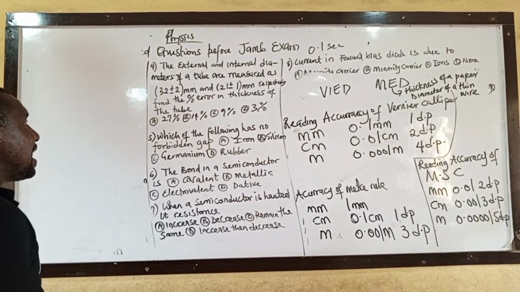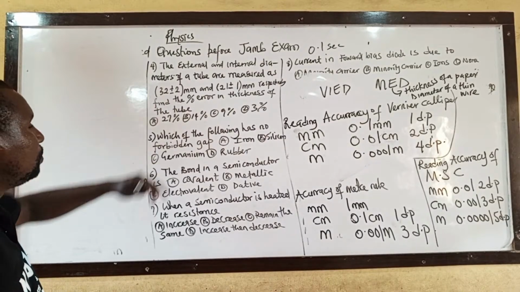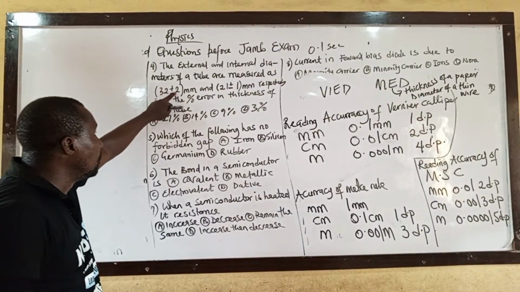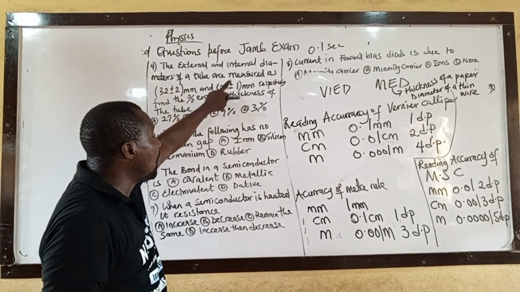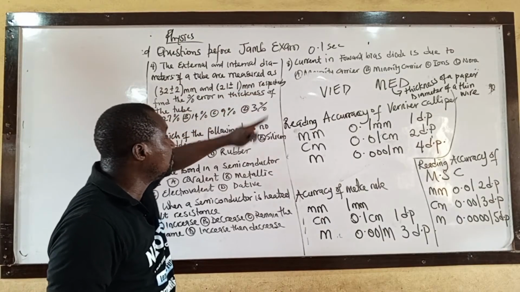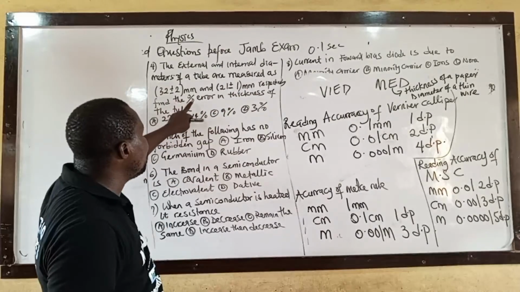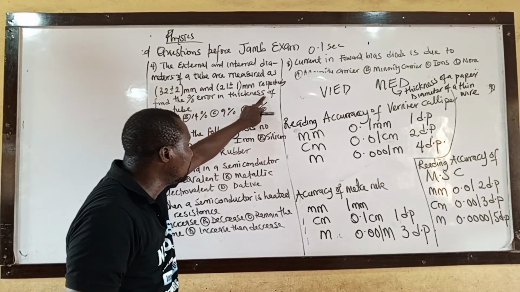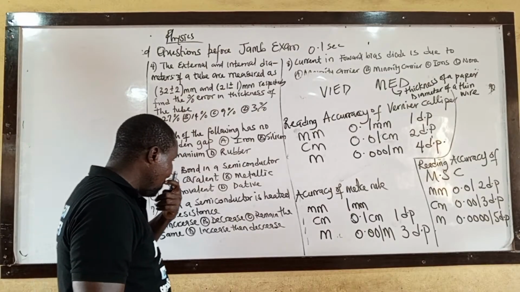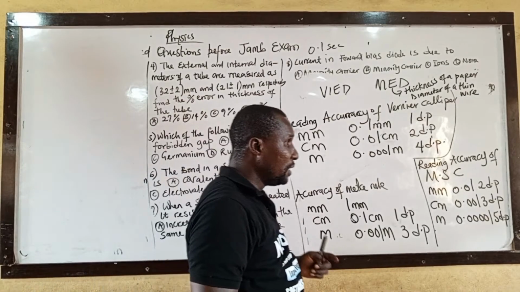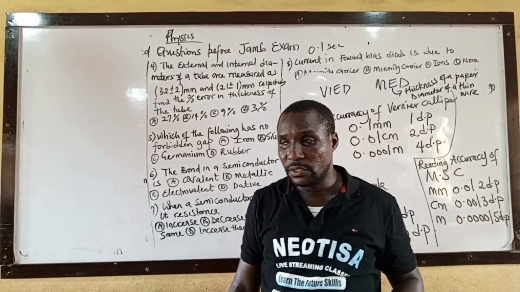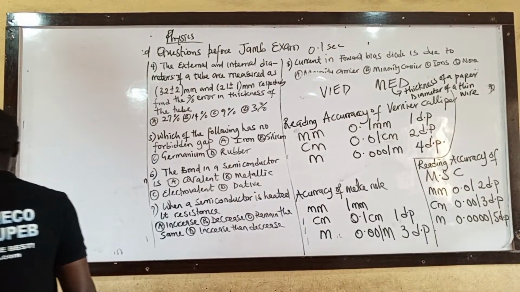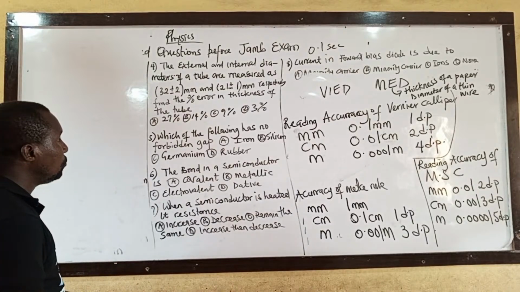The external and internal diameter of a tube are measured as 32 plus or minus 2 millimeter and 21 plus or minus 1 millimeter respectively. Find the percentage error in the thickness of the tube.